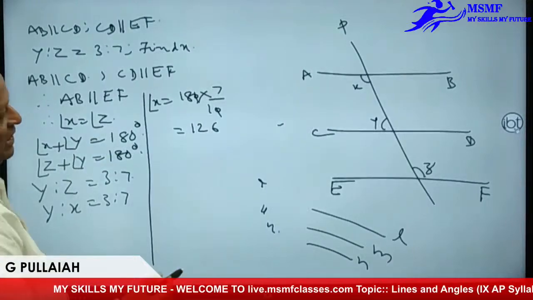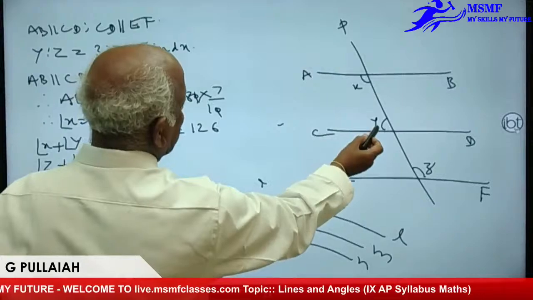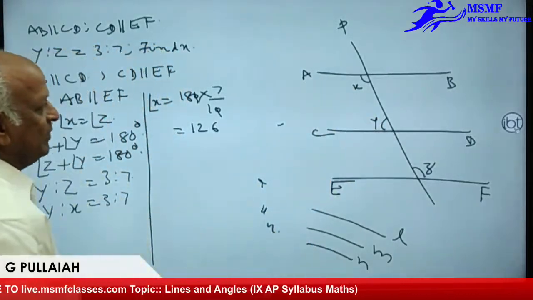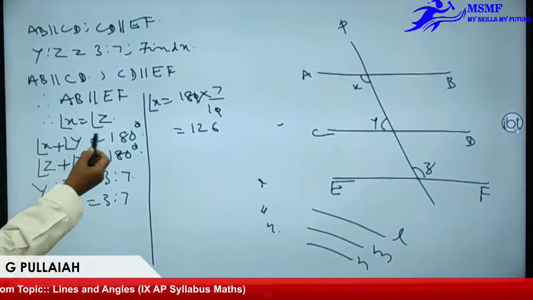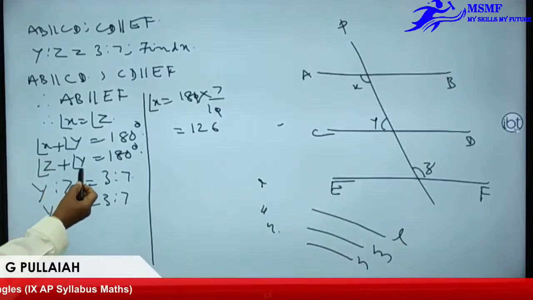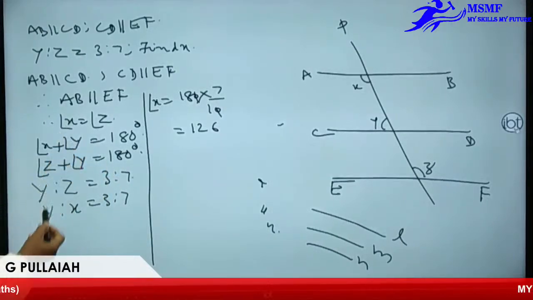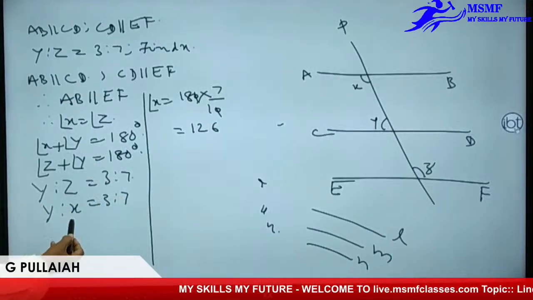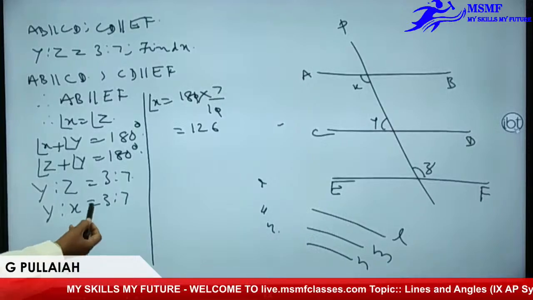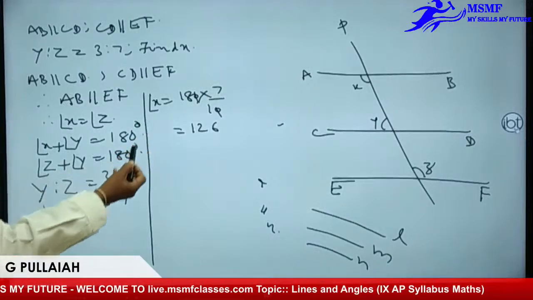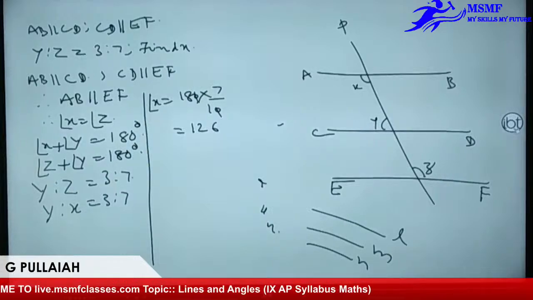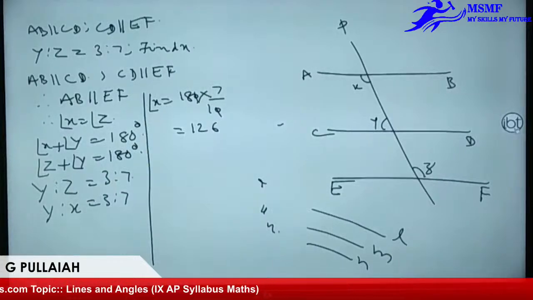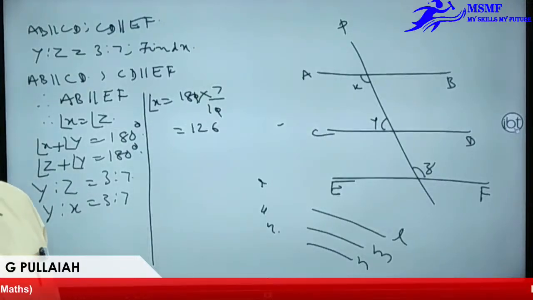If you observe very carefully, angle x plus y, both of them are co-interior angles. So angle x plus y is equal to 180, or angle z plus y is equal to 180 degrees. It is given that y is to z is 3 is to 7, but z is equal to x. So y is to x is equal to 3 is to 7. So x is equal to 180 into 7 by 10, that is nothing but 126 degrees. Any further doubts, you can chat.